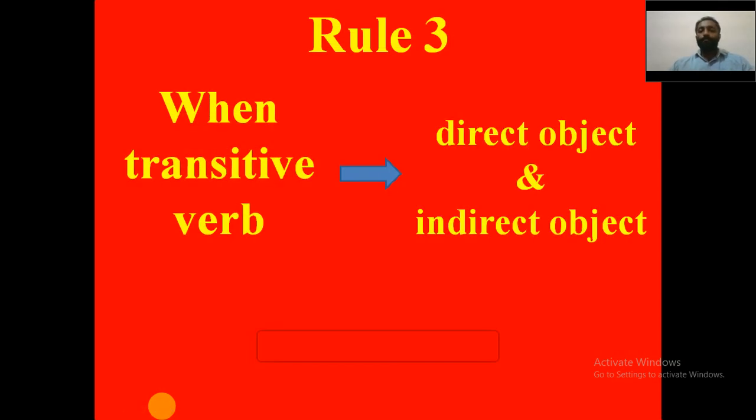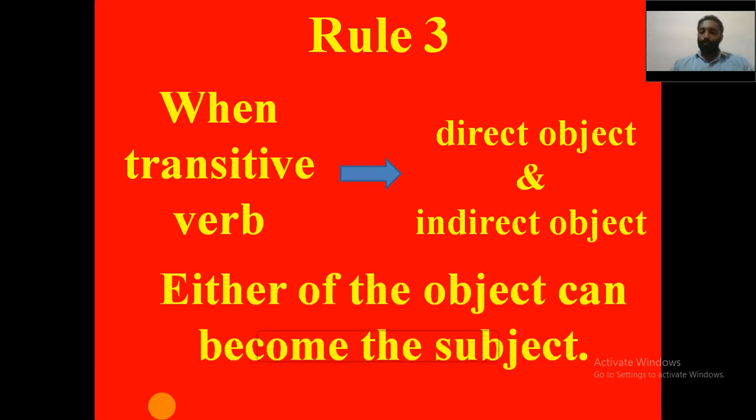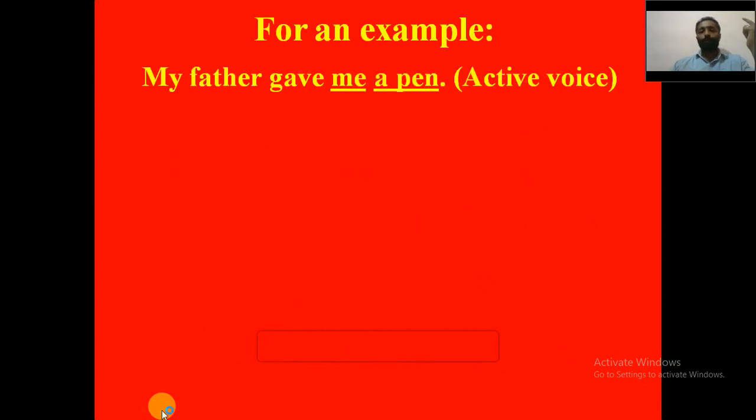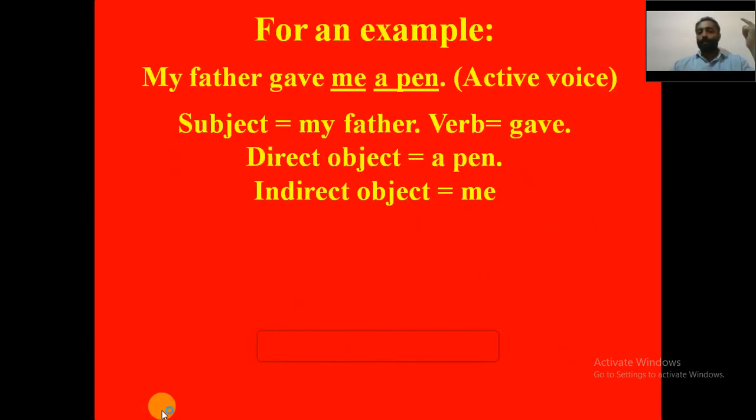When the transitive verb has a direct object and an indirect object, either of the objects can become the subject. Which means when the transitive verb has got one or more objects, a direct object and an indirect object, either of the objects can become the subject. I'll give an example now. My father gave me a pen. It is an active voice sentence and it has got 2 objects, a direct object and an indirect object. Subject is my father, verb is gave, direct object is a pen, indirect object is me.